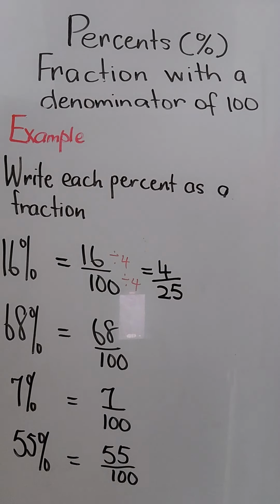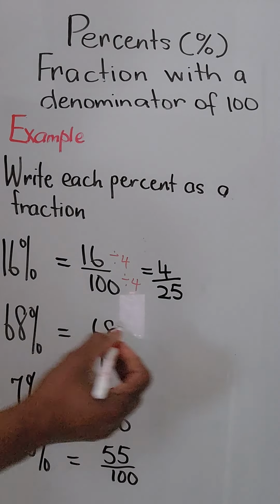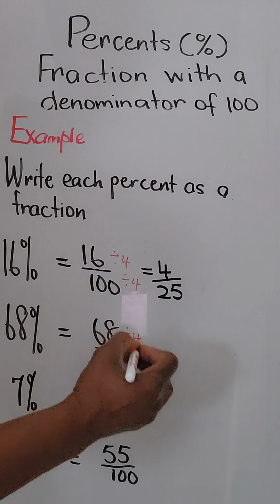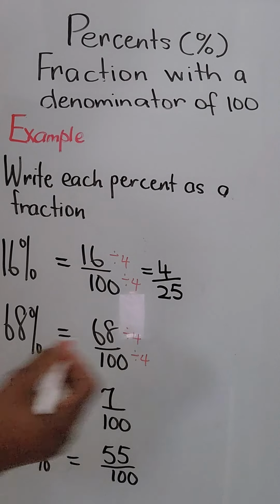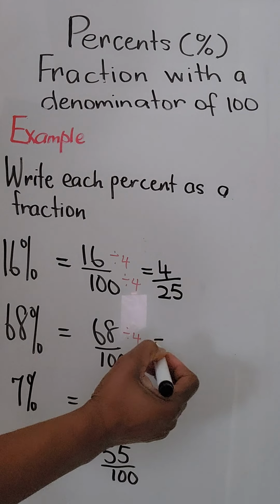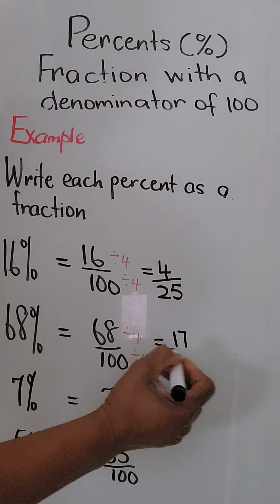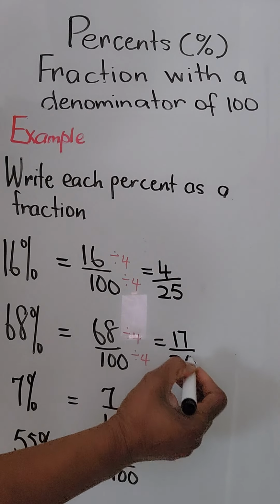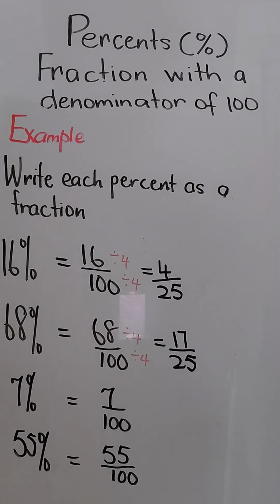68 over 100. The highest common factor is 4, so we divide by 4. 68 divided by 4 is 17, and 100 divided by 4 is 25. 7 over 100 is already in its simplest form.